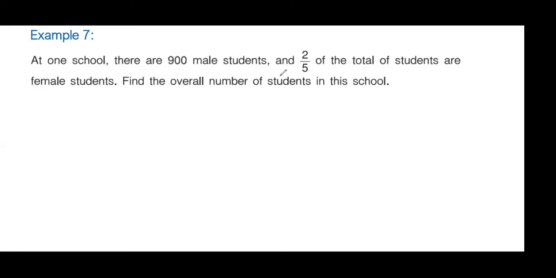Okay. Now, 2 out of 5 of the total students are females. Find the overall. Overall means altogether, the same as total. Find the total number of students in this school. So this is the question that we have got.